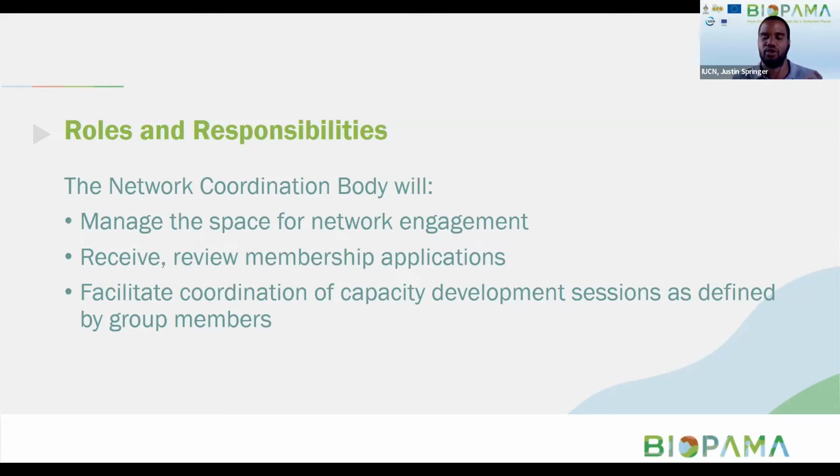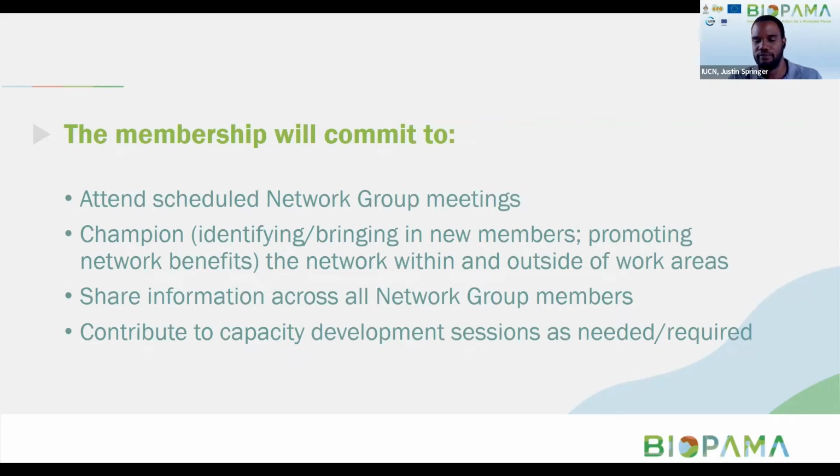We intend to coordinate these responsibilities amongst ourselves so that persons can be engaged effectively. So as a member of this network, what do you have to commit to?